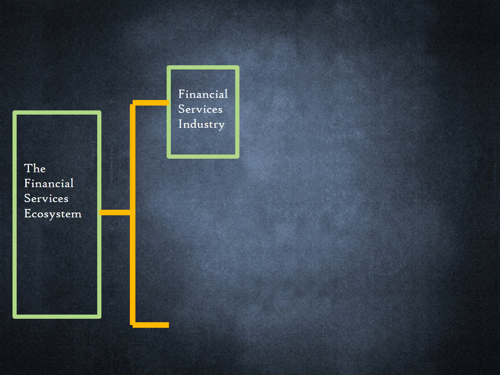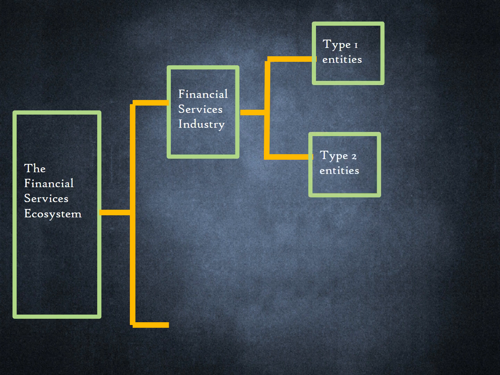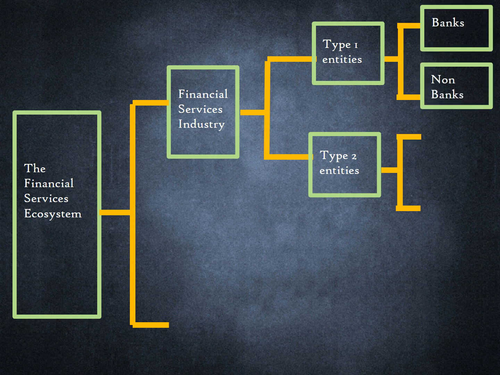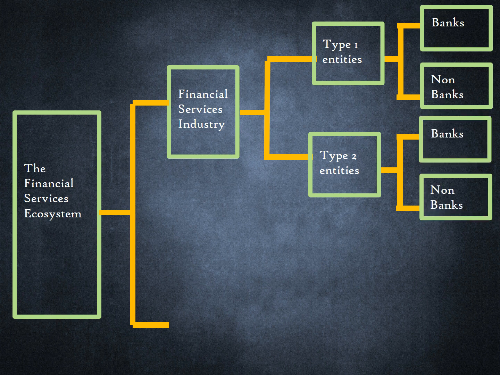Let us now create a flowchart for the financial services ecosystem. The financial services industry, we have learnt, consists of Type 1 entities and Type 2 entities. Type 1 entities earn majority of their revenues by providing financial products. Type 2 entities, in contrast, earn majority of their revenues by selling technology, data processing and information services to Type 1 entities. Some of these entities have a banking license and some do not. The reason a Type 2 entity may get a banking license is that they may also be engaging in Type 1 activities, some of which require a banking license.